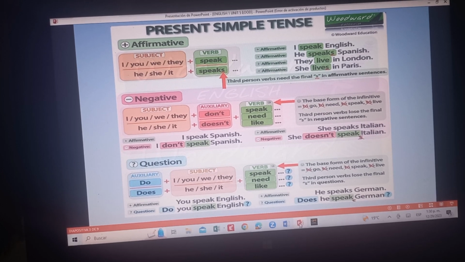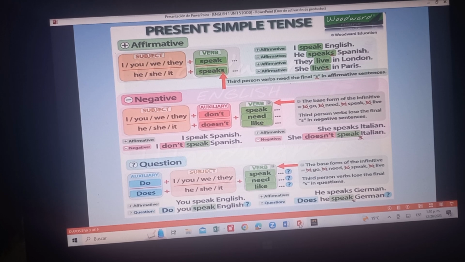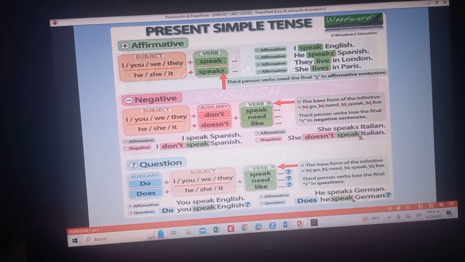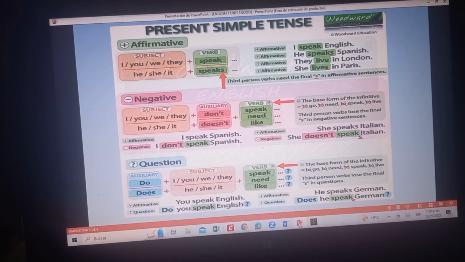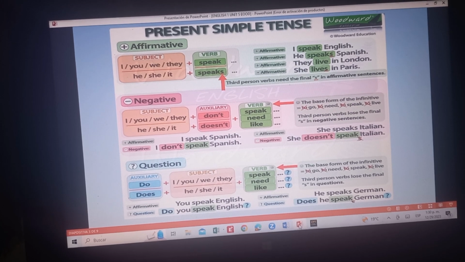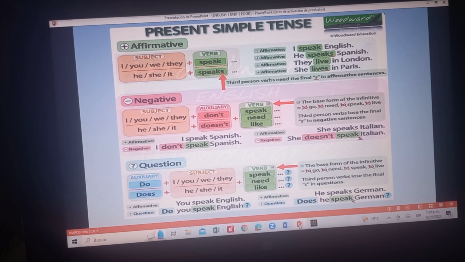In the negative way, we have to use the auxiliary don't or doesn't according to the subject. In this case, we have the subjects I, you, we, they, plus don't, and also plus the verb. In this case, it could be speak, need, or like. With the subject pronouns he, she, it, third person, we have to use the auxiliary doesn't. Okay?